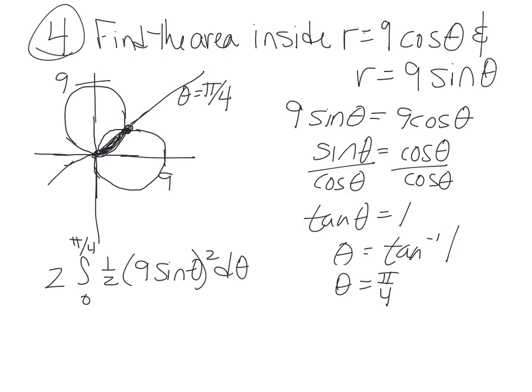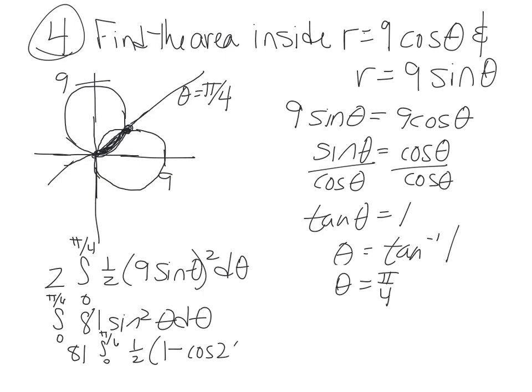So pull the 1/2 out in front. Now I've got the integral from 0 to pi over 4 of 81 sine squared theta d theta. I can use my power reducing formula on the sine squared, and I can pull my 81 out in front. So 81 times the integral from 0 to pi over 6 of, for the sine squared, that's going to be 1/2 times 1 minus the cosine of 2 theta d theta.